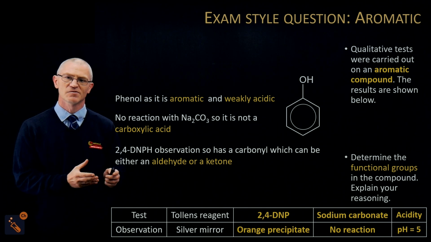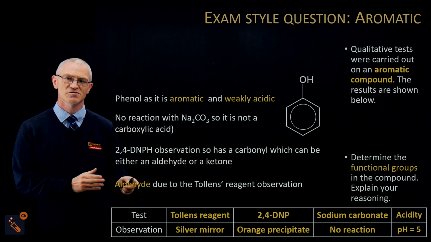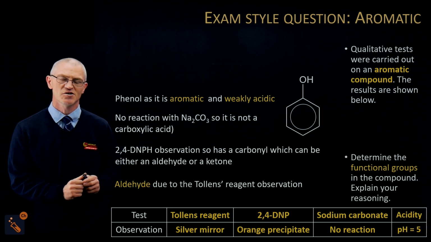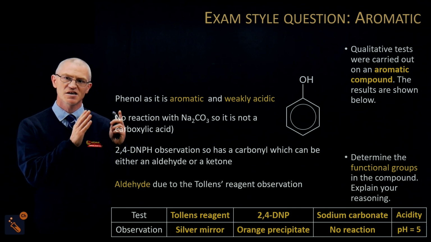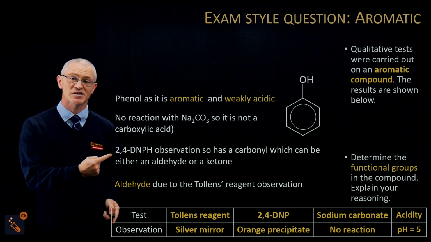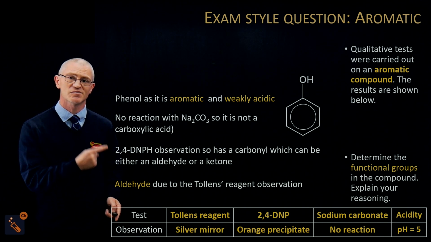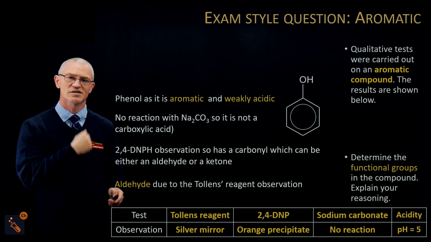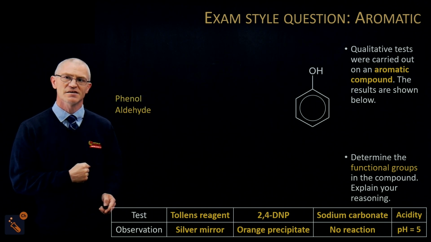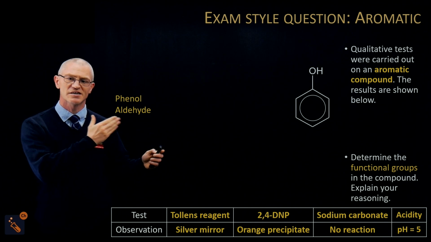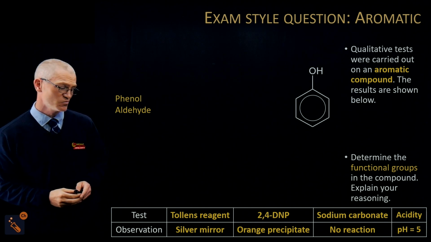Now let's look at the Tollens'. The Tollens' says it must be an aldehyde because of this silver mirror observation. So we've got some clues here. Our clues are we've got an aldehyde. We definitely have a carbonyl, which then backs up the fact we've got an aldehyde. And we think we've got a phenol because of these two points here. Now, if we've got a phenol and an aldehyde, we can then look at this and draw out a molecule.